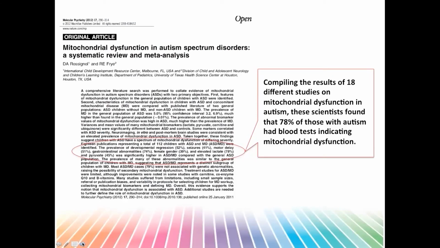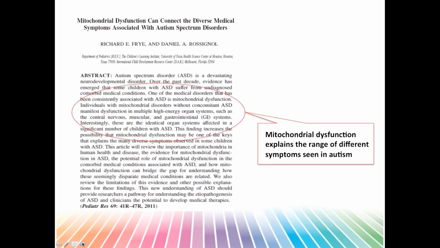This is a review article in which the researchers analyzed the results of 18 different studies and found that 78% of those with autism had blood tests indicating mitochondrial dysfunction. And this is an excellent review paper published in 2012. The researchers explain how mitochondrial dysfunction can connect many of the different medical symptoms associated with autism, including symptoms in many different organs, like the brain, the muscle, and gastrointestinal tract.